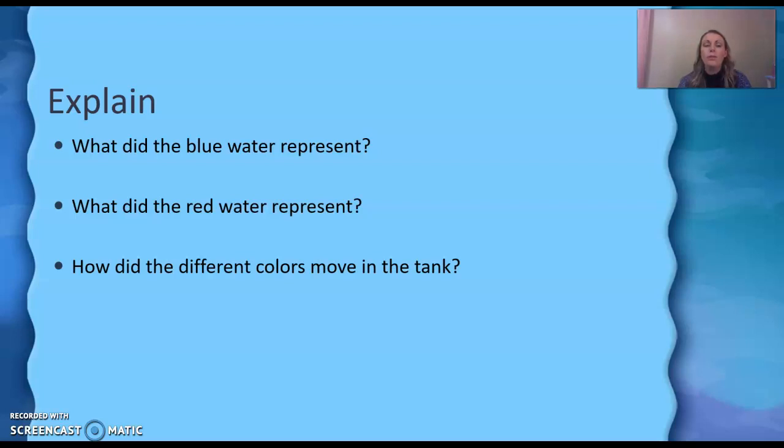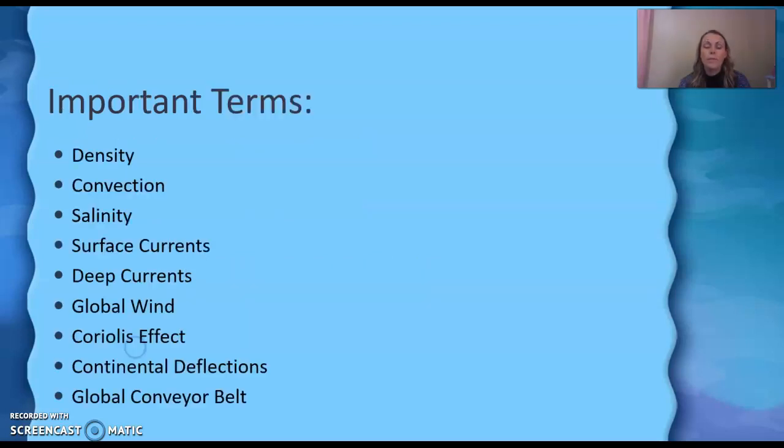How did the different colors move in the tank? So when they dumped the water in, the warm water, or the red water, rose to the top, went across the top, the surface, and then came back down, sank to the bottom, and started to mix with the blue. The blue started to sink immediately and went across the bottom as the red was rising to the top.